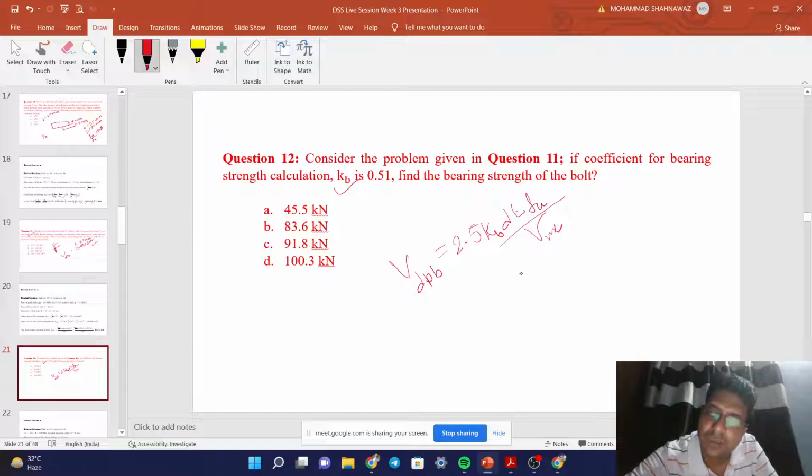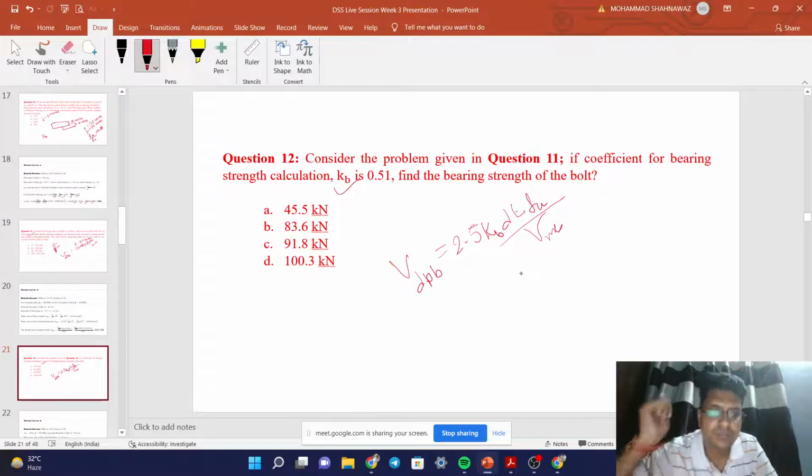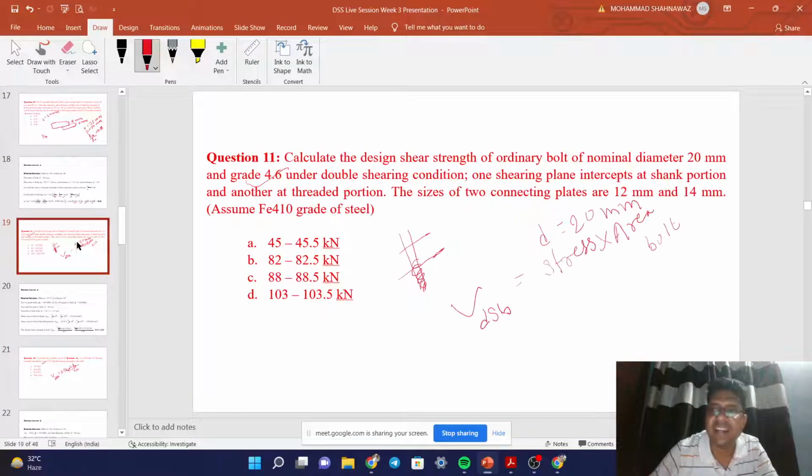Thinner plate. Thinner plate. Okay, so what will we take? We will take it as 12 mm.